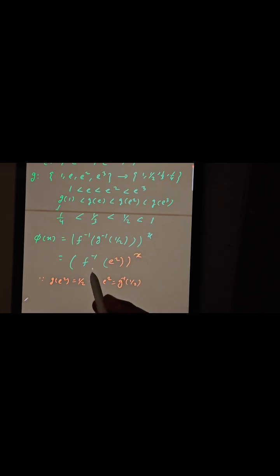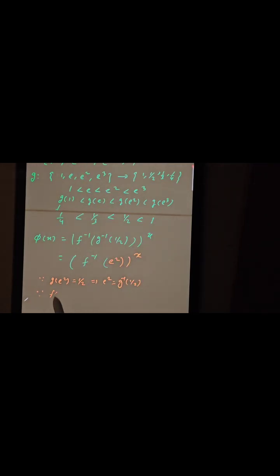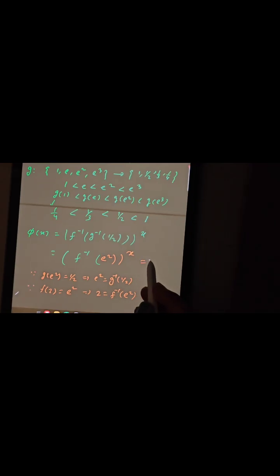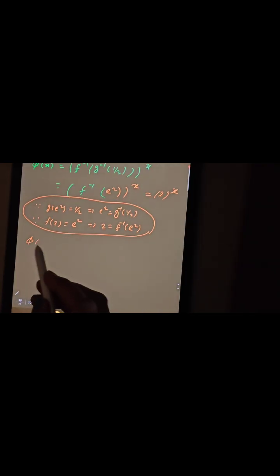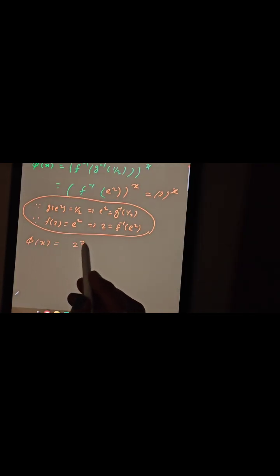Now I want to have f inverse of e square, so here also write, since you see f of 2 is e square, this will imply 2 is f inverse e square. Clear? So from here I can conclude that f inverse e square is nothing but 2. And power x. So what you have got for the phi x? Phi x is your 2 power x.